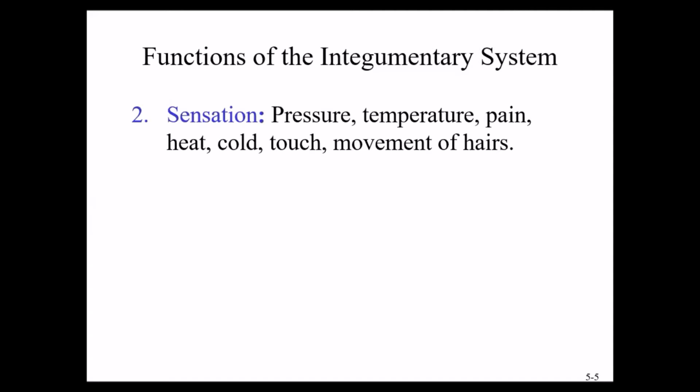Number two function is sensation or feelings, and that's along with the nervous system, you have different sensory perceptions that are part of the integumentary system that allows your body to detect pressure and changes in temperature and pain and heat and cold and all these different types of sensations. Some of this actually goes back to protection as well, because part of pain is actually protecting your body from different types of disorders or pains or trauma events.